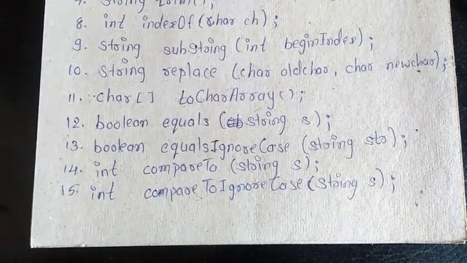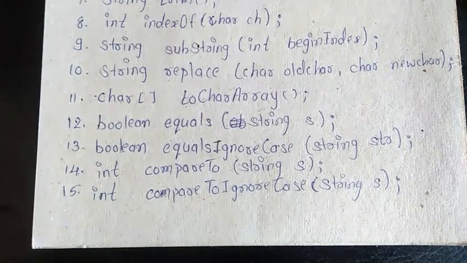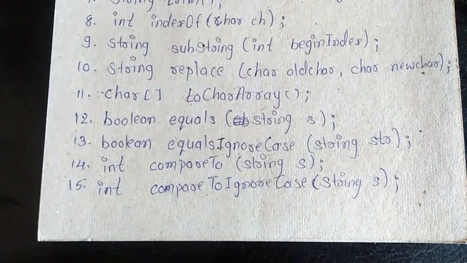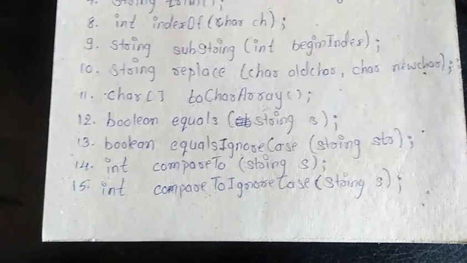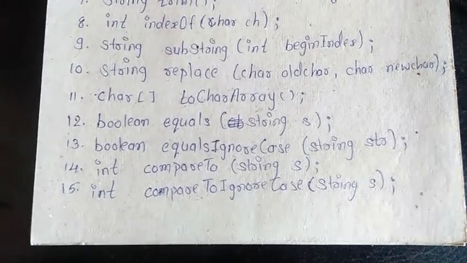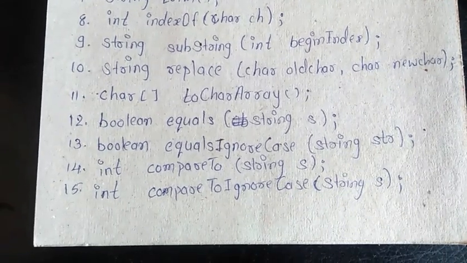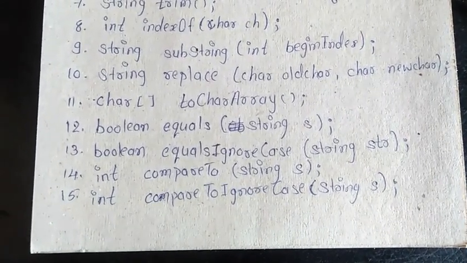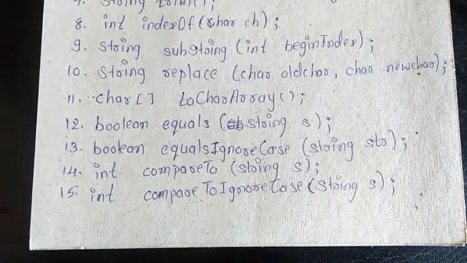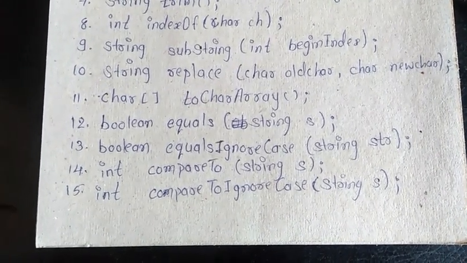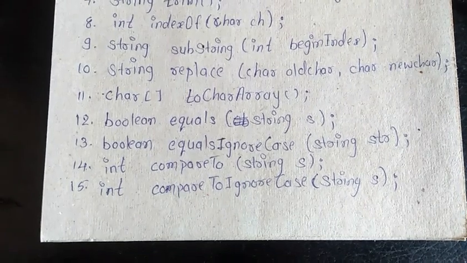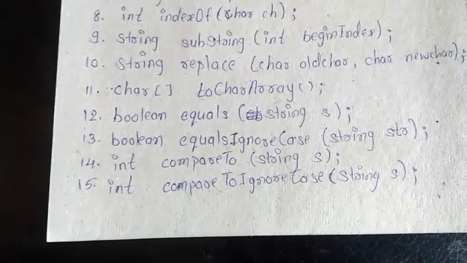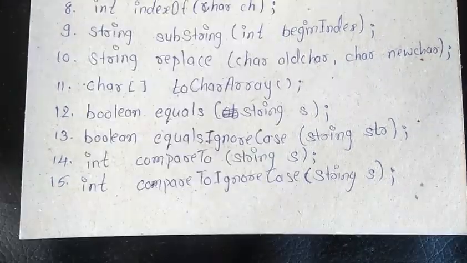Next is equalsIgnoreCase. The equals method is case sensitive, means a capital A and small a is different for it. But in equalsIgnoreCase, capital A and small a become equal. This method also checks two strings, but it ignores the case. Let's see the working of this method in some detail.